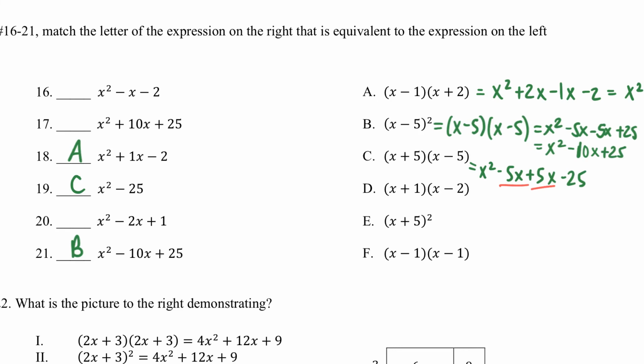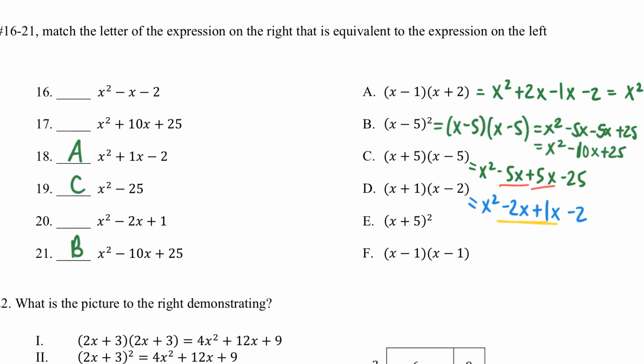How about D here? So D, we've got x squared minus 2x plus 1x minus 2. And when you do that, what are you going to get there in the middle on these two? You're going to get negative 1x. So basically what you've got is x squared minus 1x minus 2.